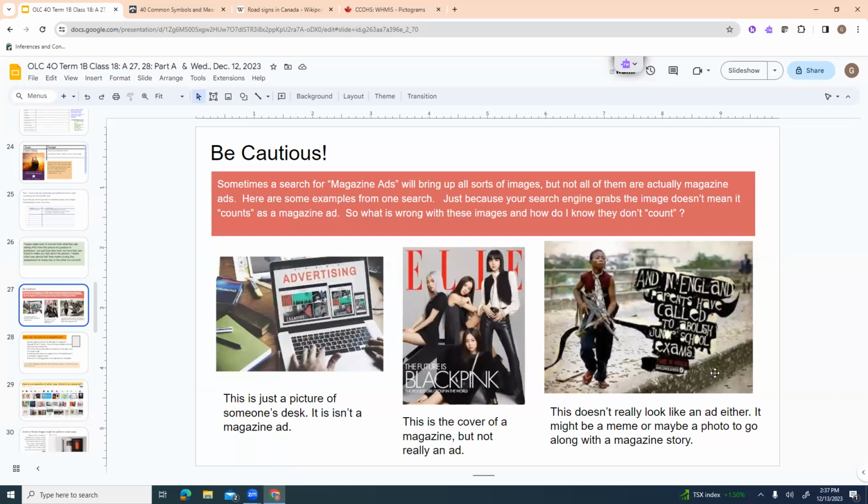This one is a funny one. I'm not sure why it got grabbed. It doesn't look like an ad. It's not a magazine cover, I don't think. It might be part of a meme, or maybe it's a photo that was designed to go along with a magazine story. But regardless, they don't seem to be selling anything, so I can't use it, okay?